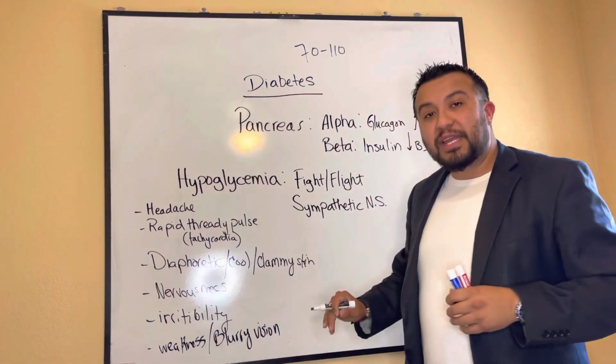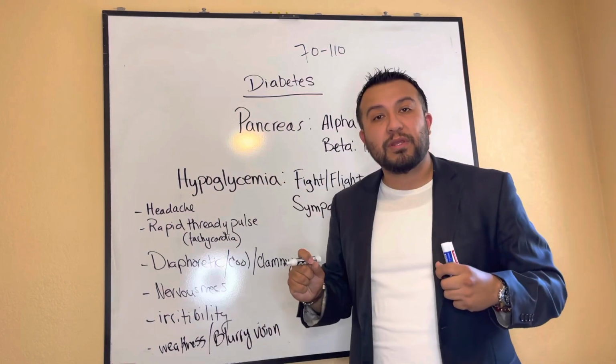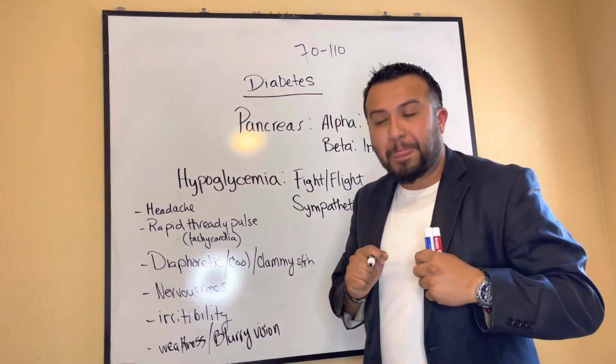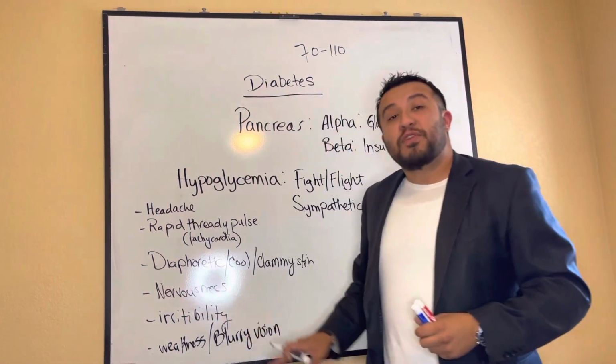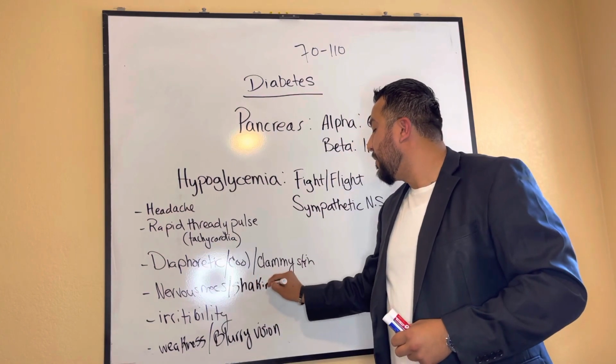Cool, clammy skin, because when you have sympathomimetic action, you have peripheral vasoconstriction, which pushes the blood to your vital organs, right? That's the whole fight or flight. And that's what gives you your cold and clammy skin. You're gonna have nervousness. You're gonna have shakiness.